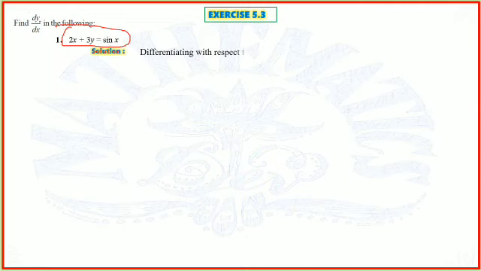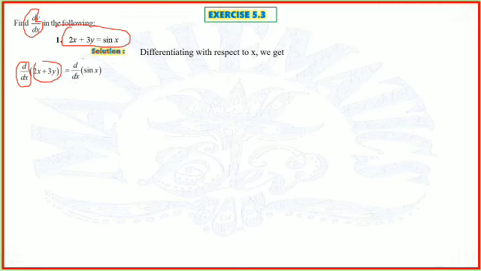Why with respect to x? Because of this d over dx. We are differentiating. We have applied the operator d over dx. That means on the left hand side, 2x plus 3y, we have differentiated with respect to x. Similarly, the right hand side is d over dx sin x. We have distributed this operator inside: d over dx of 2x plus d over dx of 3y is equal to the differentiation of sin x, which is cos x.